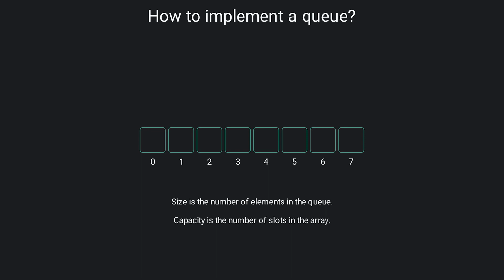The queue data will be stored in the array, but not every slot will have an element. So we need to know the queue's beginning and end. We'll call them the head and the tail. The head points to the first element in the queue, while the tail points to the slot after the last element in the queue. We will also store the size of the queue.